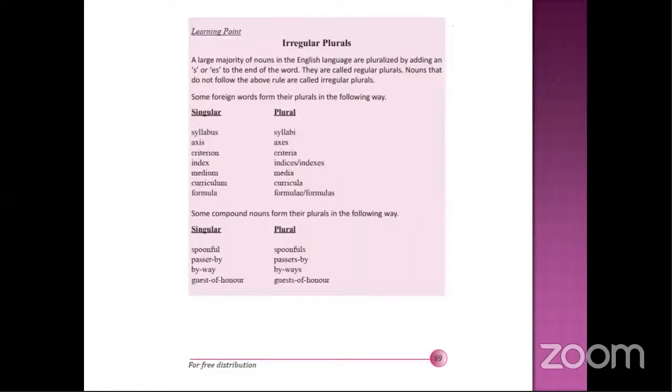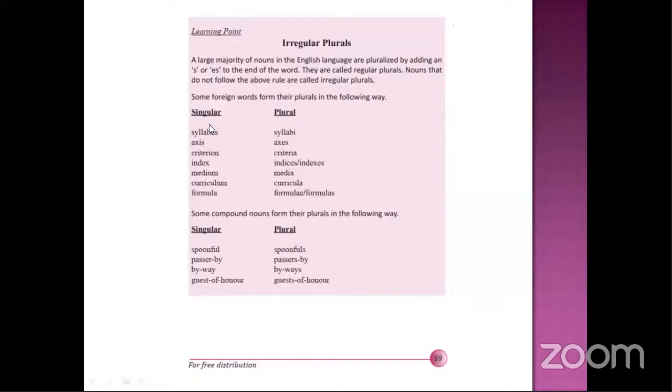If you have your textbook, turn to page number 89. Here you have a learning point, irregular plurals. A large majority of nouns in the English language are pluralized by adding S or ES to the end of the word. We know that. They are called regular plurals. We have done it already. Nouns that do not follow the above rule are called irregular plurals. Like these nouns, some foreign words form their plurals in the following way.